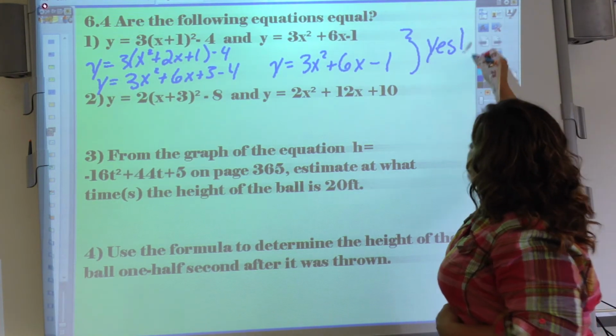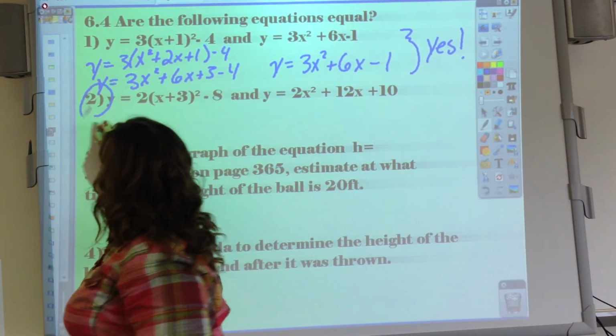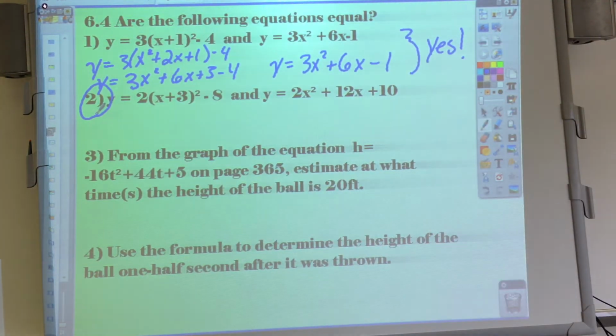Yes. All right. On your sheet of paper for tomorrow, I would like you to do the same operations for number 2 and tell me whether or not those two equations are equal. All right, let's move on to number 3. From the graph of h equals negative 16t squared plus 44t plus 5 on page 365, I'd like you to estimate at what times the height of the ball is 20 feet. So you're going to have to turn in your books to page 365 and please make that estimate for me.